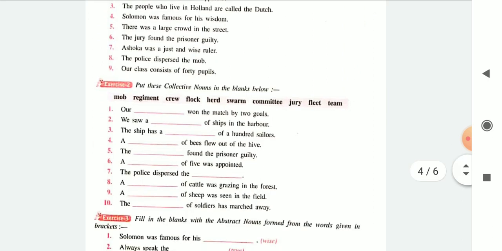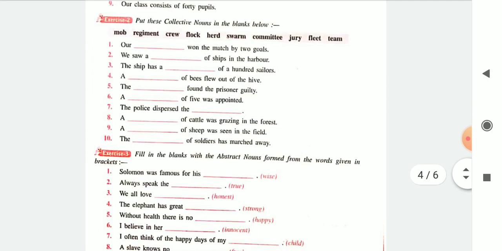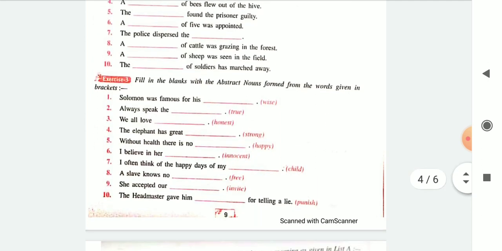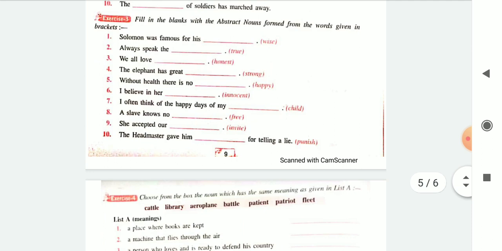Now we have exercise 2, not very difficult. Put collective nouns. I promise to give you the answers as soon as possible, but for the time being, try and fill up the blanks. Most of the answers you know, I'm sure. Not all the words are very difficult, so try and do the fill in the blanks for the collective nouns.